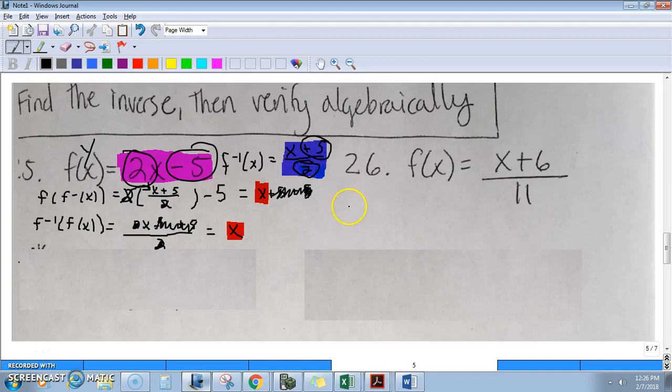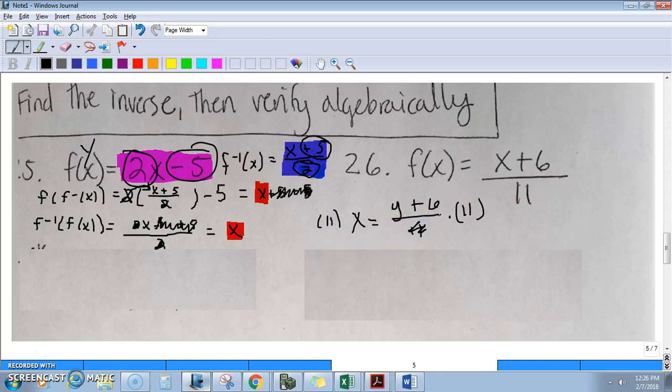All right, so for 26, let's first find the inverse. So we'll switch our x and our y. x equals y plus 6 over 11. Now we need to solve for y, so let's multiply both sides by the denominator.